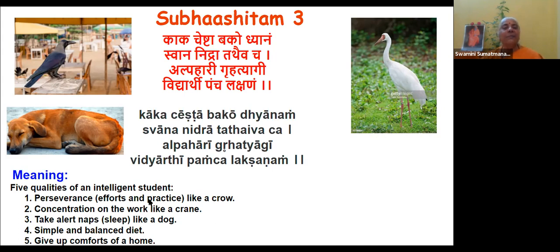And then Alpahari is to enjoy moderate, nutritious food. Then Grihatyagi, the one who also learns to work hard. Suppose you get admission in a foreign university, or you have to travel somewhere, some exchange program, then you miss home, no? But when we do that, we learn a lot in life. So these are the Pancha Lakshanam, the 5 qualities of an intelligent student. Kaka Cheshta, Bako Dhyanam, Swana Nidra, Tathaivacha, Alpahari, Grihatyagi, Vidyarthi, Pancha Lakshanam.